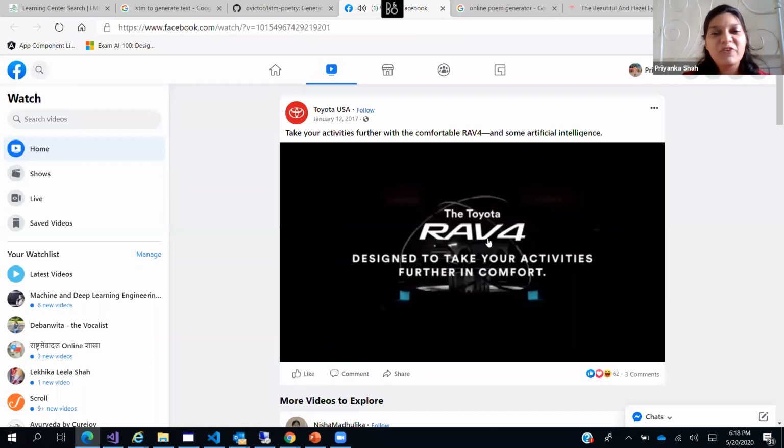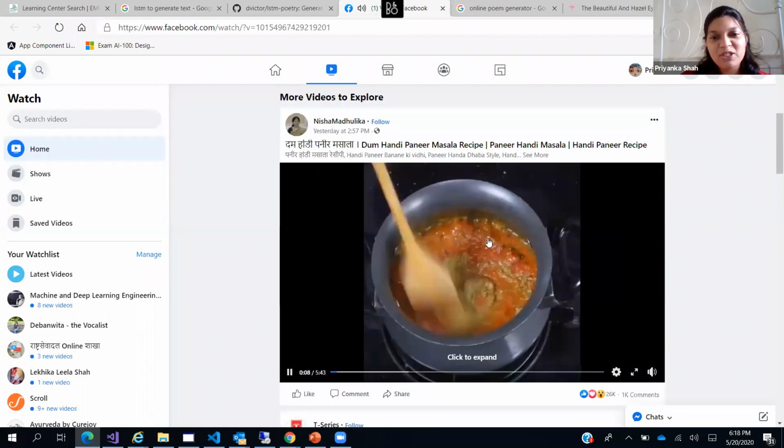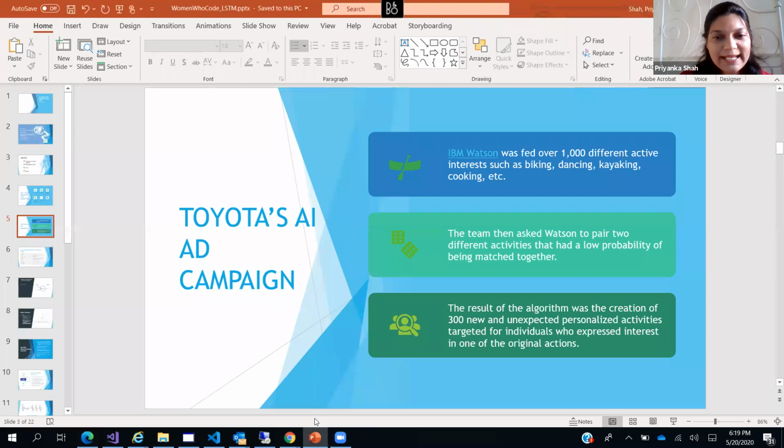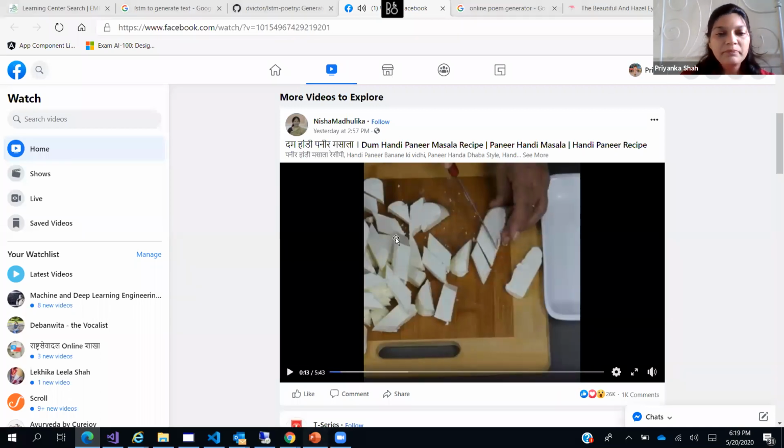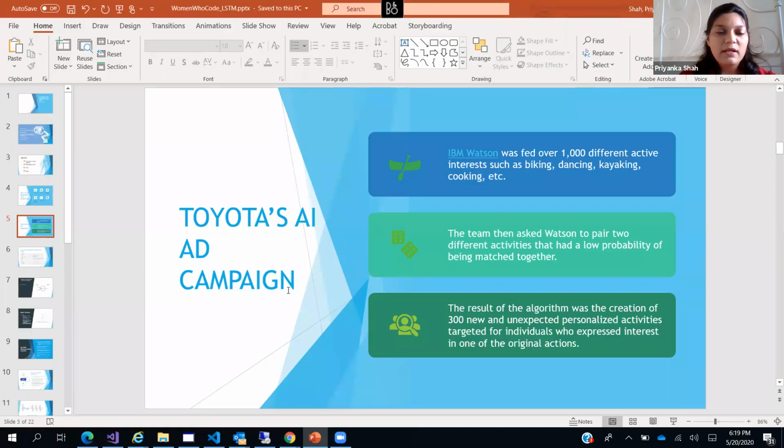It is taking in information, it is combining that information, and it is coming out with some piece which is totally interesting, totally out of this world. So this is the power of neural networks and machine learning. Oh, sorry. Yeah, sorry for this. So this is how they are being utilized, and this is one of the ad campaigns.